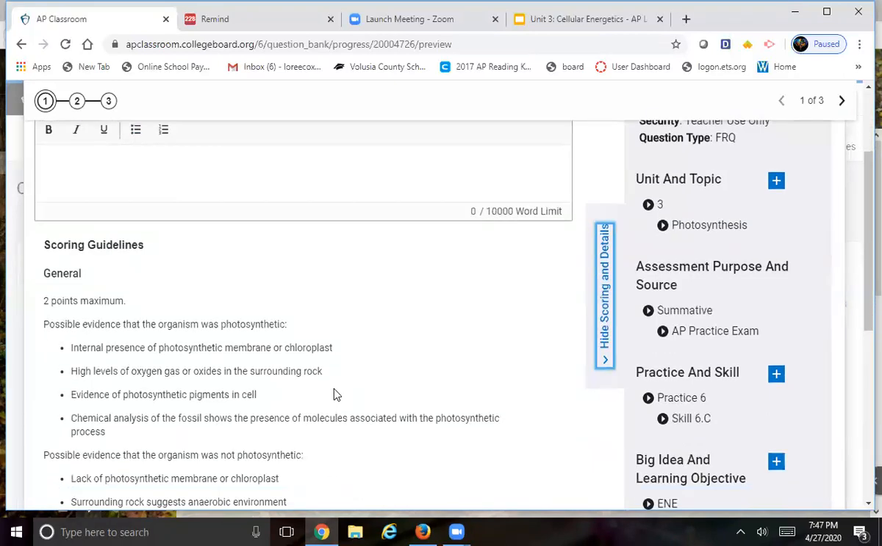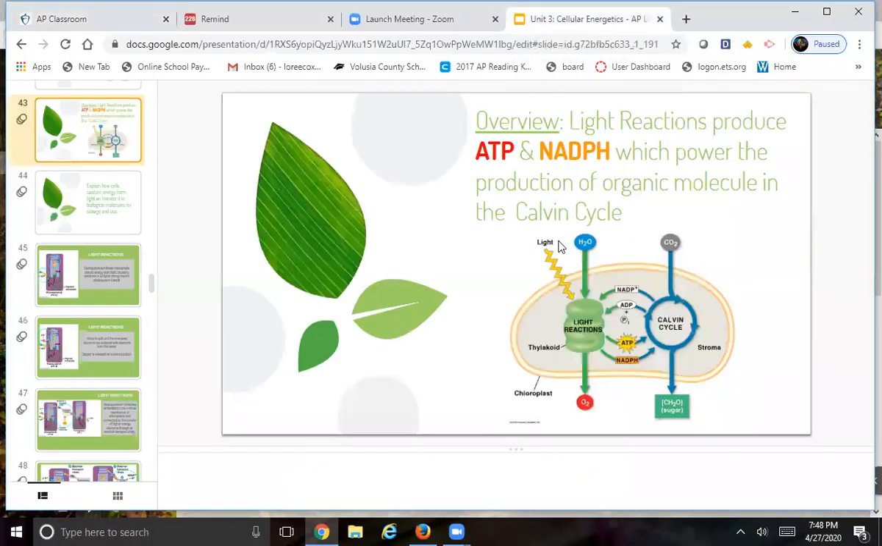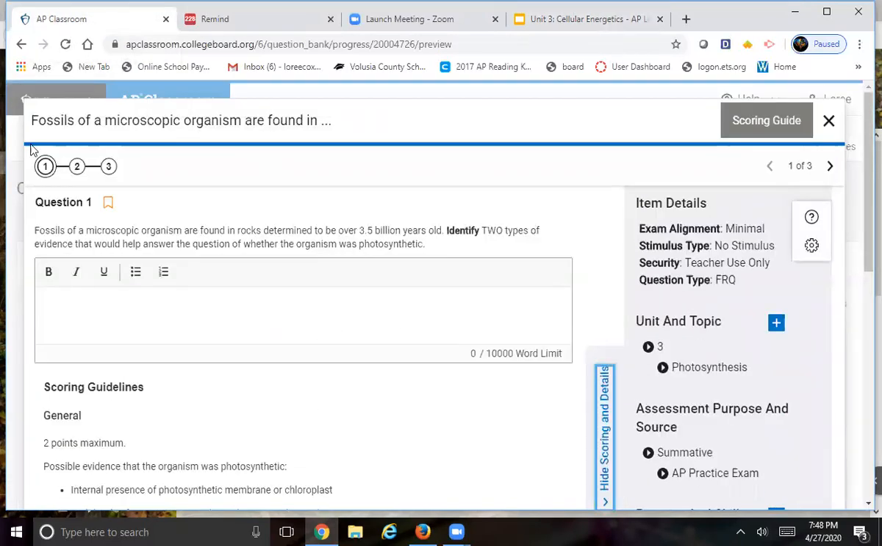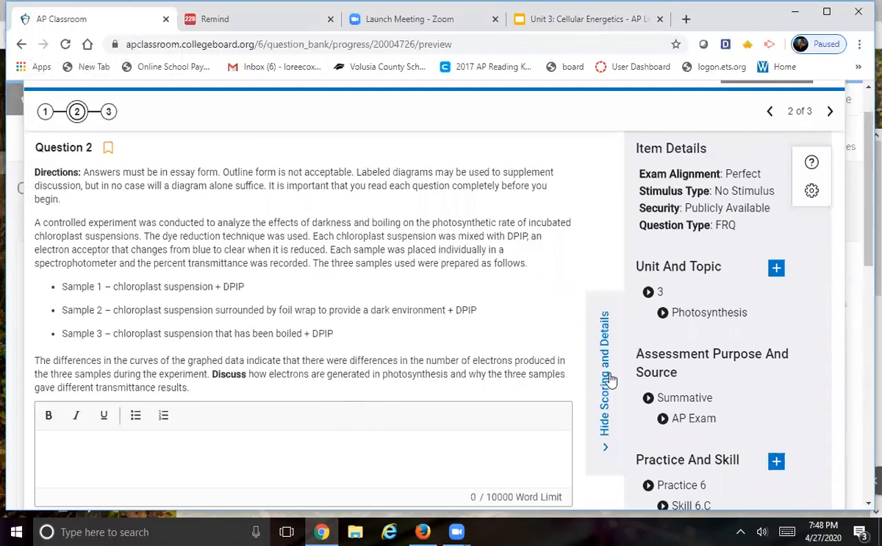So another thing could be molecules being present that are associated with photosynthesis, right? So if we think of photosynthesis, what kind of molecules do we think of? NADPH, ATP, high levels of glucose, so things around it that are involved in photosynthesis, right? Okay. All right, so let's look at question two.